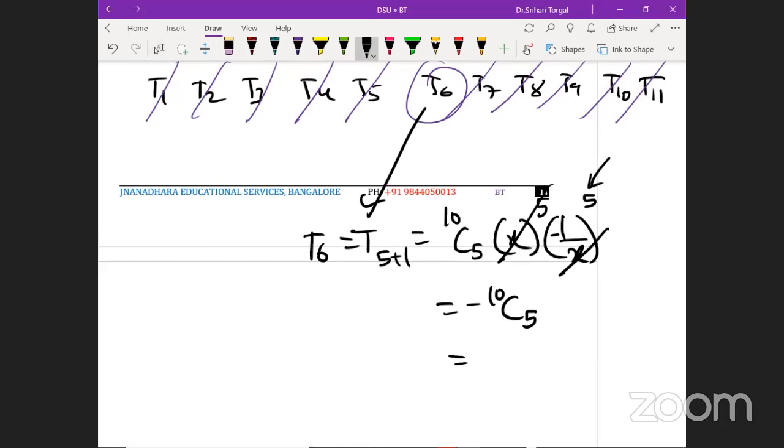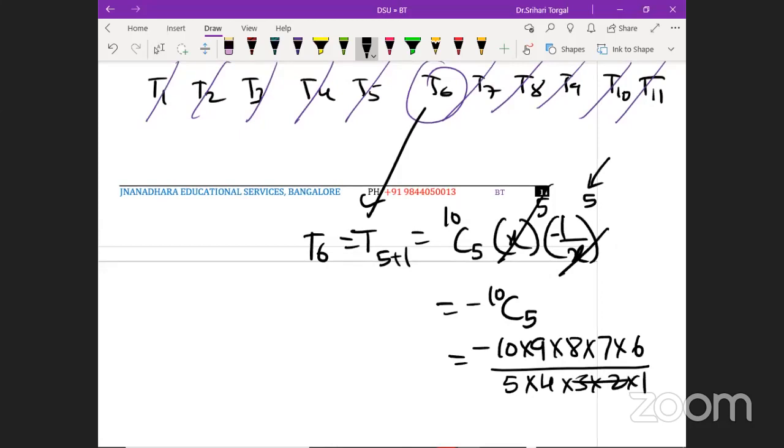How to calculate minus 10C5? You have to write 5 terms from 10. That is 10, 9, 8 in reverse order, 7 and 6. And write 5 in reverse order, 5 into 4 into 3 into 2 into 1. 6 and 6 cancelled. This is 4 ones are 4, twos are 8, 5 ones are 5, twos are 10. Now check the answer. So this is 4, 18 and 18 twos are 36 into 7.